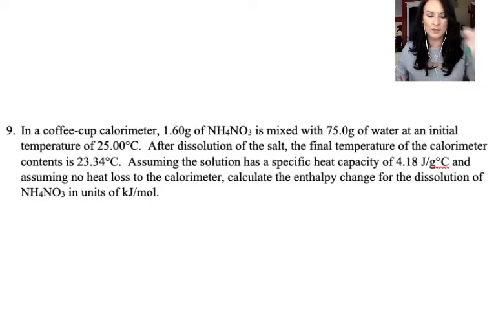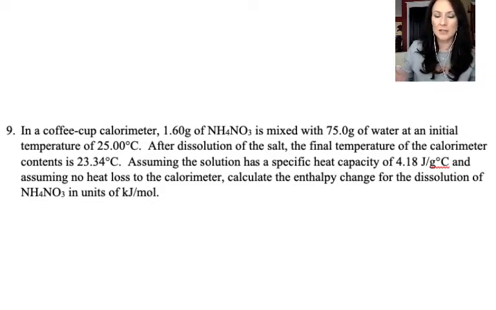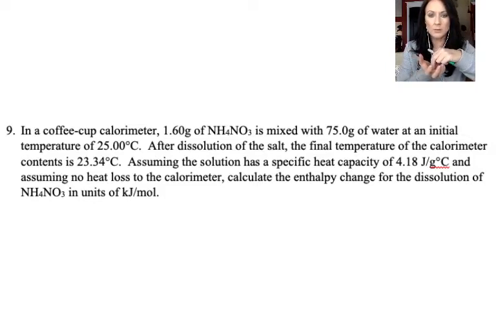kilojoules per mole. So essentially what we've got happening here is 75 grams of water in a coffee cup. The initial temperature was 25 degrees. We're going to add 1.6 grams of ammonium nitrate. The solution temperature will go up or down depending on if it's exothermic or endothermic. In this case, it went down.